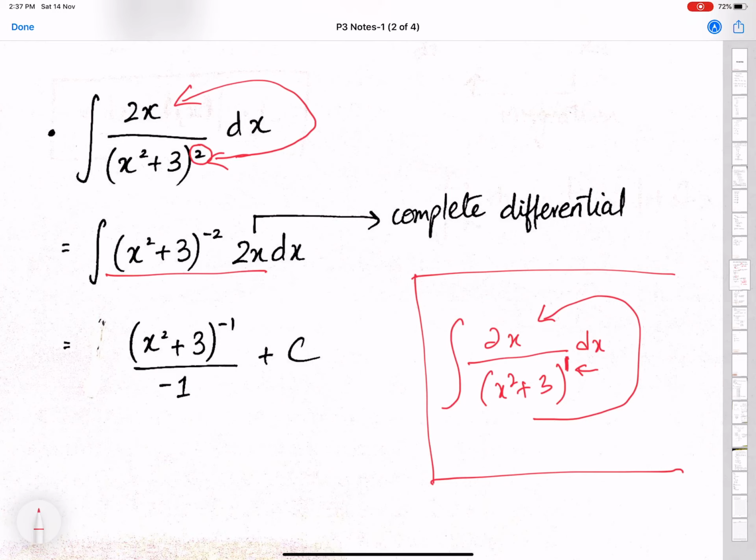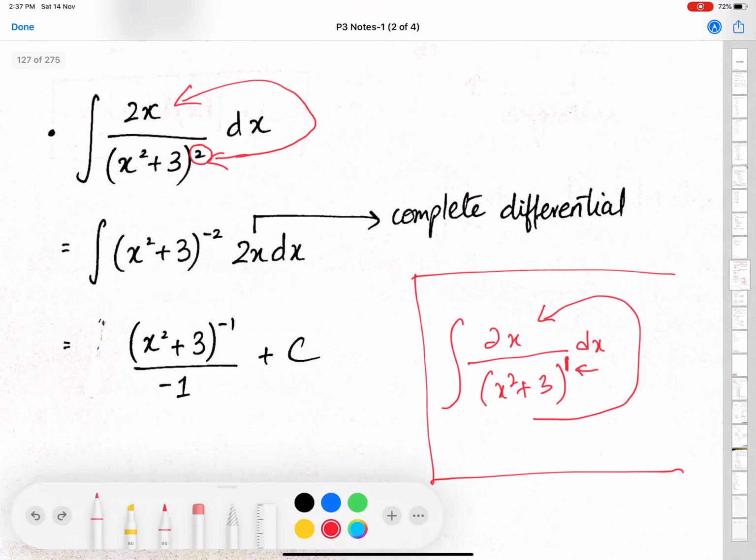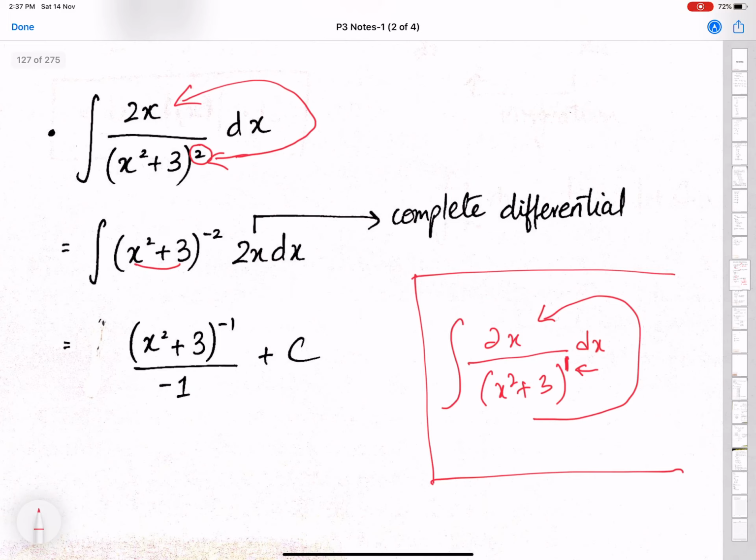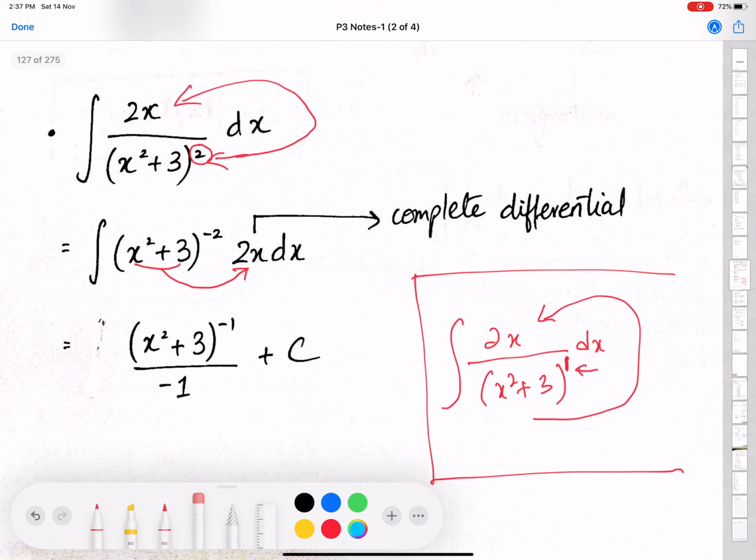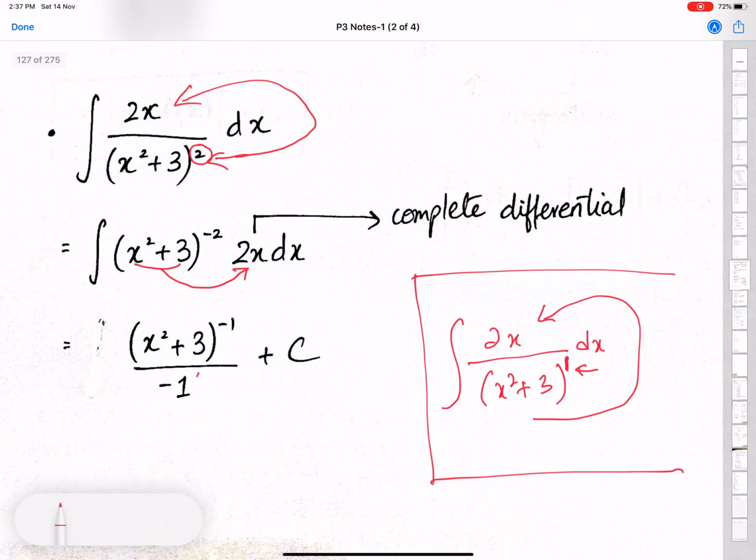Now check the differential of this bracket. This is the function. The differential of this function is 2x, and it's the complete differential, fortunately. So we can easily integrate this function by adding 1 in power and dividing this function by the resultant power. Now this is the simplified form of this answer.